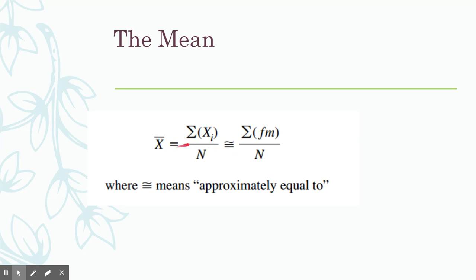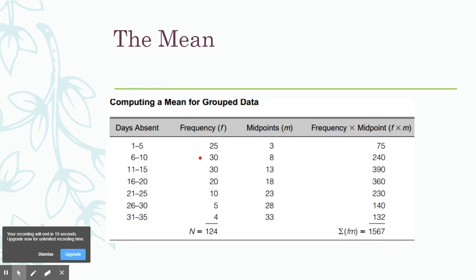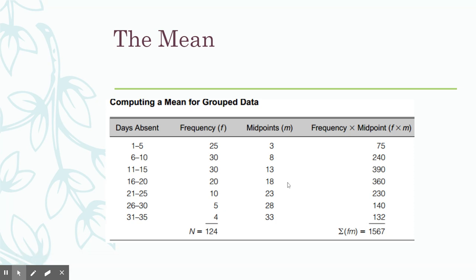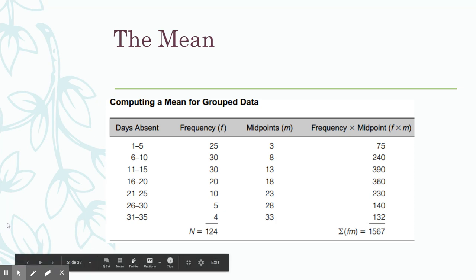And so it's not an exact calculation as we are able to do when we have the original raw data. It's an approximation. And so if you notice here, what we have is the full table with those calculations.